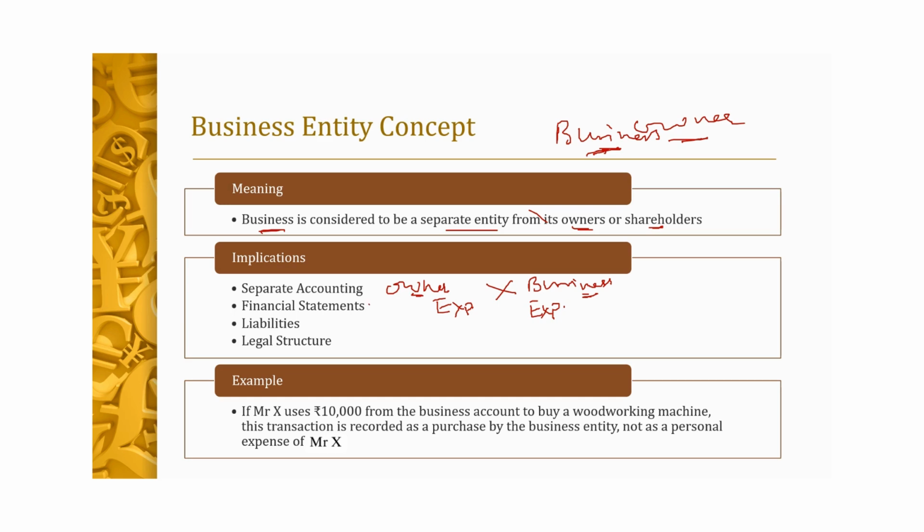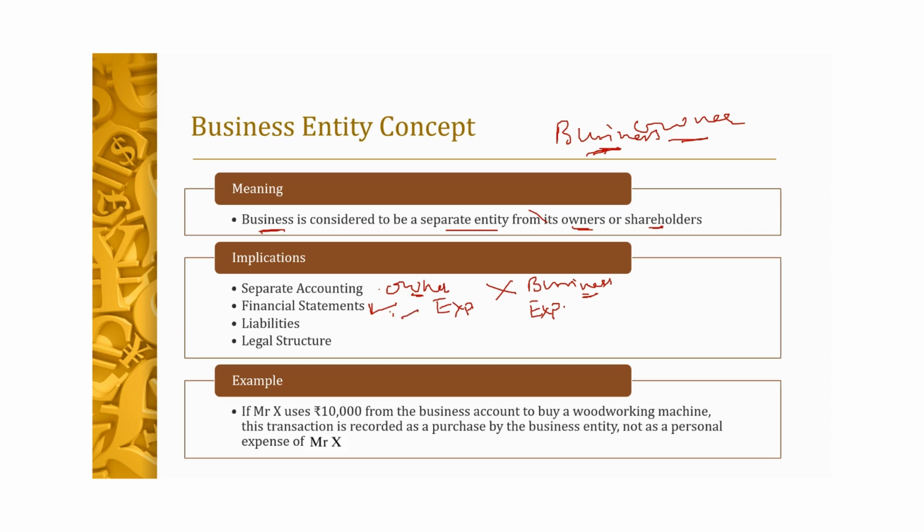Now second implication is the preparation of financial statements. क्योंकि दोनों separate entities हैं तो फिर जो business है उसकी statements हमें अलग बनानी पड़ेंगी और businessman अपनी जो transactions हैं उनको अलग से record करेगा, अपने personal finances को separately record करेगा.